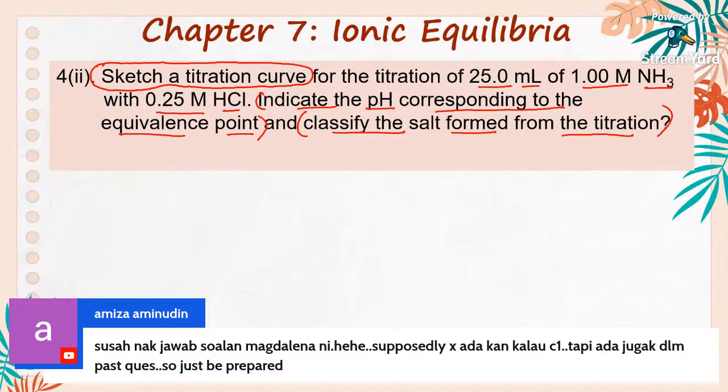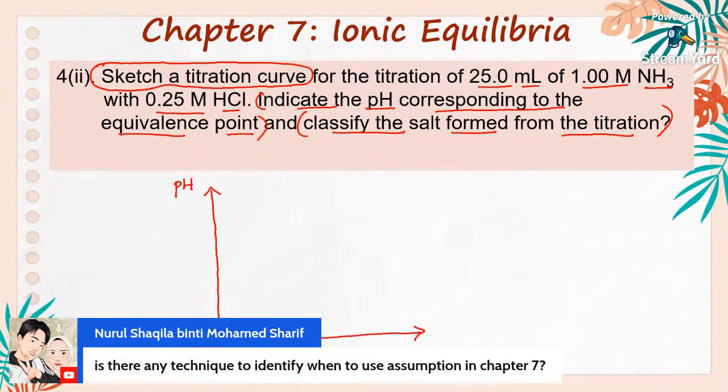Okay, so in order for you to sketch a titration curve, whether you draw a graph or a curve or whatever it is, your axes have to be labeled correctly. This is pH, and here should be the volume of titrant. So you need to read carefully in the question what is the titrant that is used here.